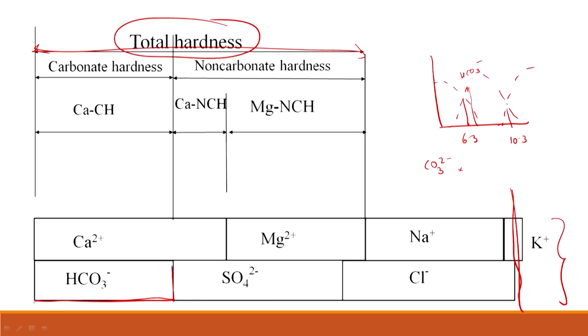So, the hardness associated with HCO3 minus will be called the carbonate hardness, typically with calcium, and the other fraction will be due to the non-carbonate hardness, both due to calcium and magnesium, right. So, let us now move on.